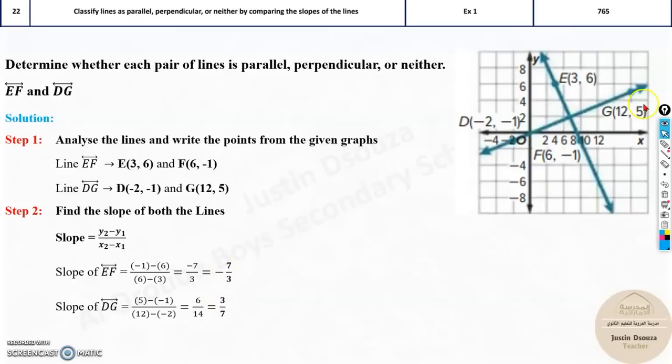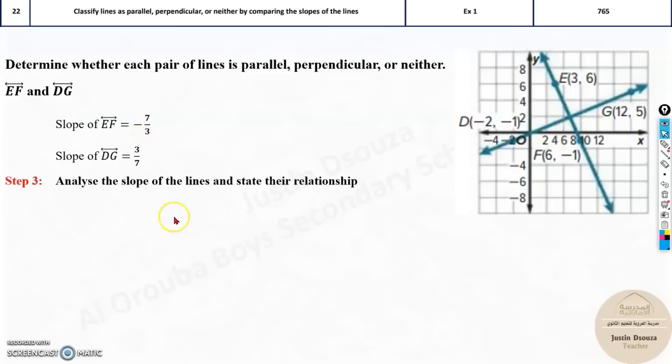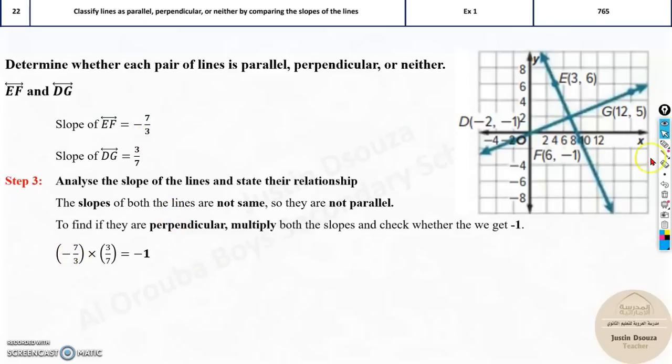But compare, is it the same slope? No, it should not be the same either. It cannot be the same because the lines are close to perpendicular. It's either perpendicular or neither. Now let's multiply the slopes. What do you get? They're negative reciprocals of each other. 7 cancels, 3 cancels. You're remaining with -1. Yes, these are perpendicular to each other because the product of the slopes is -1. And the answer is the lines are perpendicular.